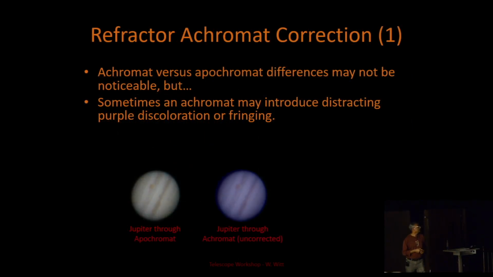Okay. So here are some examples of how Jupiter might look. If you view it through an achromat, you see there's a bluish tint to this, because the blue is still not converging at the same point. But if you use an apochromat, then it eliminates that blue, because that's also focusing at the same point, and you get a much clearer image.